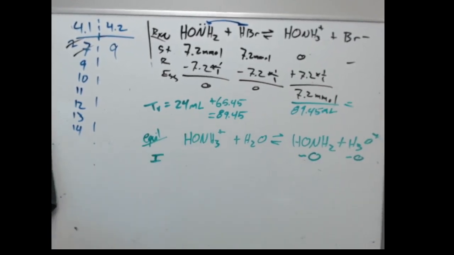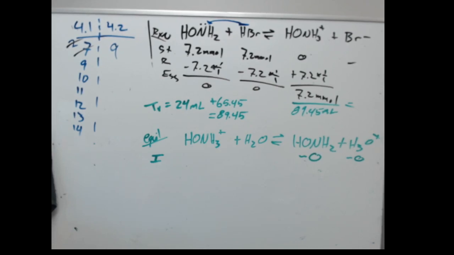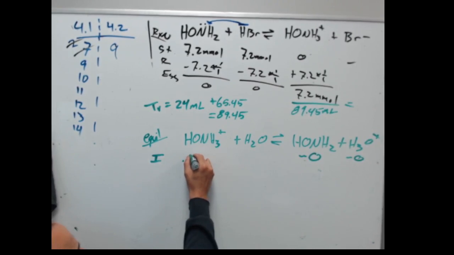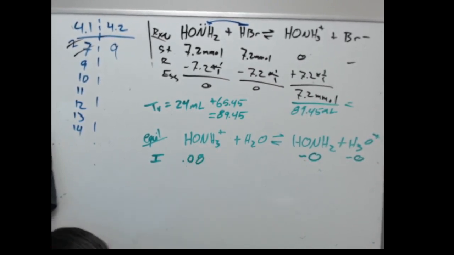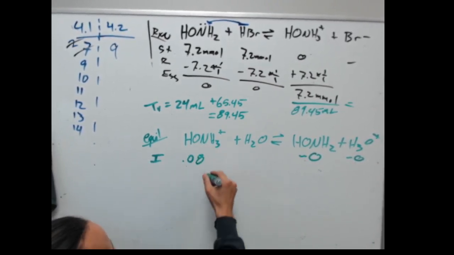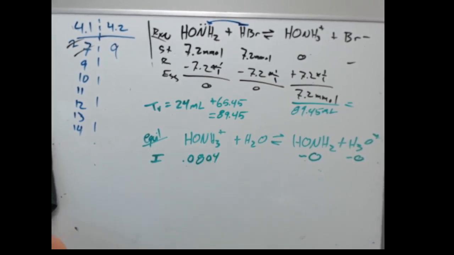The mistakes I saw people make were they were just using the millimoles, they were using the original concentration, they were dividing by the volume of base they added rather than the total volume. Common mistakes, right? We need moles divided by total volume. So I got 0.080 as the concentration. 0.0804. Okay, that's our molarity. And then we have minus x, plus x, plus x. Now we're just doing a nice table like we've always done.